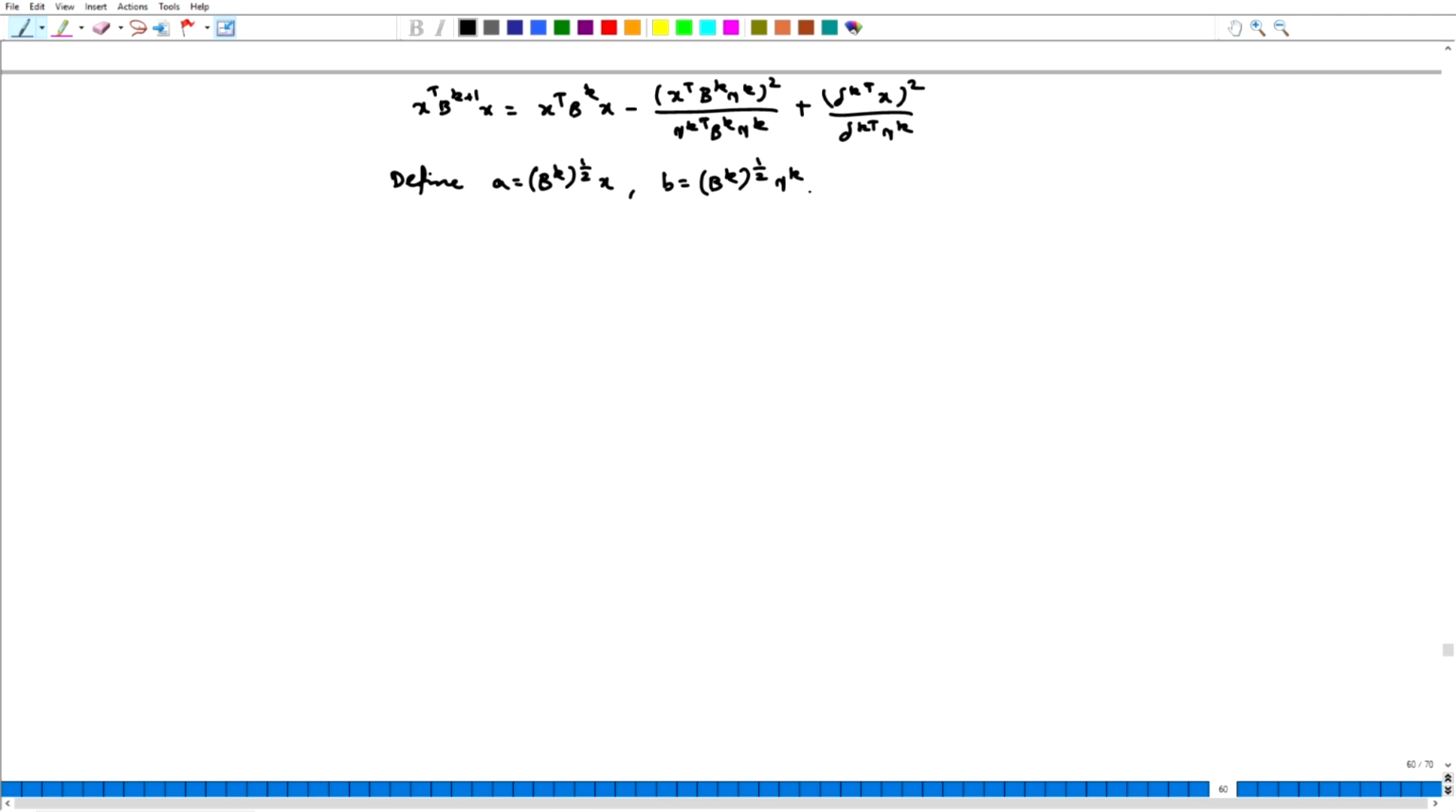Note that in this case we can write x transpose Bk plus 1 x, when you take the LCM, as x transpose Bk x into gamma k transpose Bk gamma k, which is A transpose A into B transpose B, minus A transpose B the whole square, by B transpose B. I have just multiplied and divided by B transpose B. So the first term becomes A transpose A into B transpose B by B transpose B, minus A transpose B the whole squared by B transpose B.